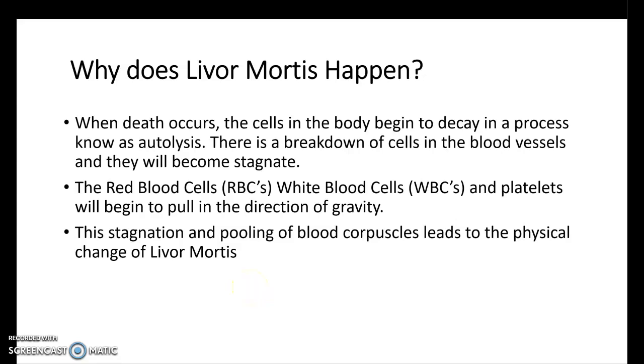Why does livor mortis happen? When death occurs, the cells in the body begin to decay in a process known as autolysis. There's a breakdown of cells in the blood vessels, and they will become stagnant. The red blood cells, white blood cells, and platelets will begin to pull in the direction of gravity. And this stagnation and pooling of blood corpuscles leads to the physical change of livor mortis.